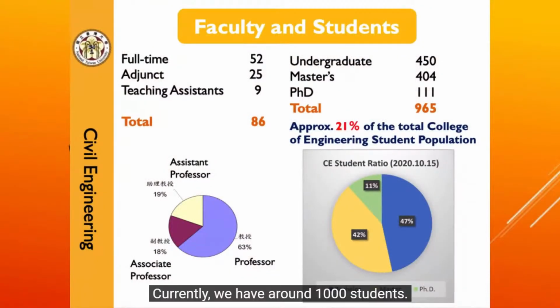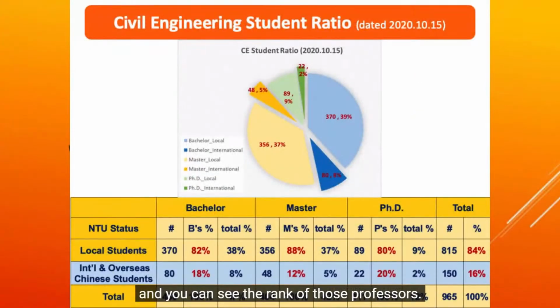Currently, we have around 1,000 students. 450 are undergraduate students, around 400 are master's degree students, and about 110 are PhD students. Our student body is roughly 21% of the total College of Engineering student population. Currently, we have around 60 professors, and you can see the rank of those professors.